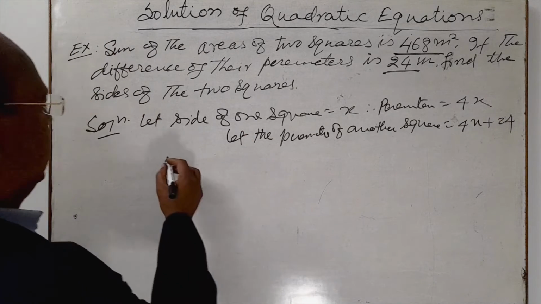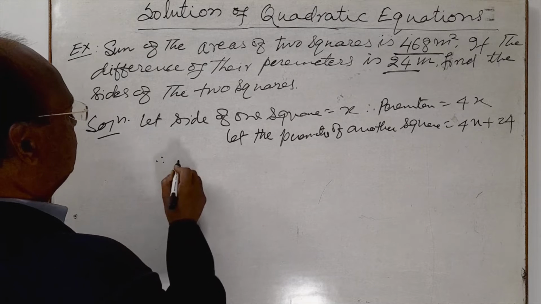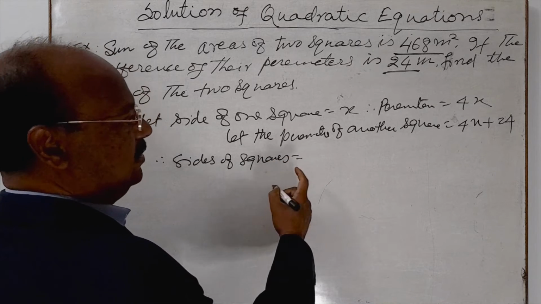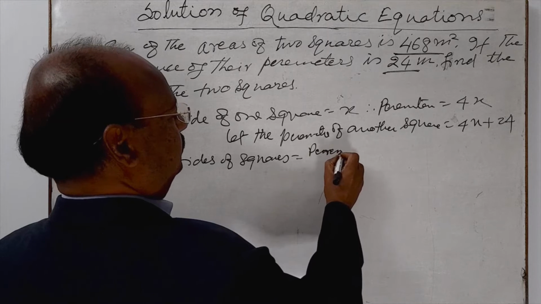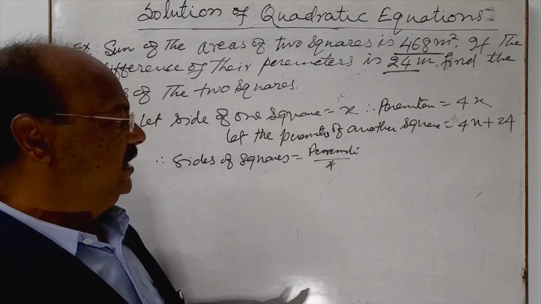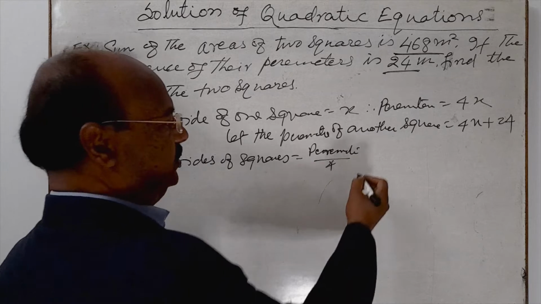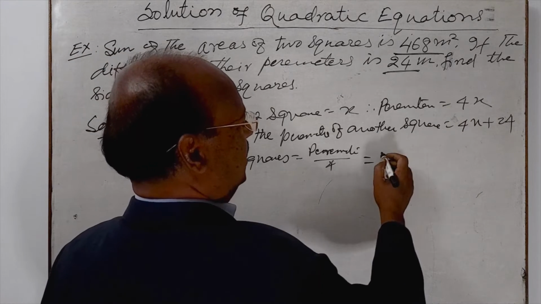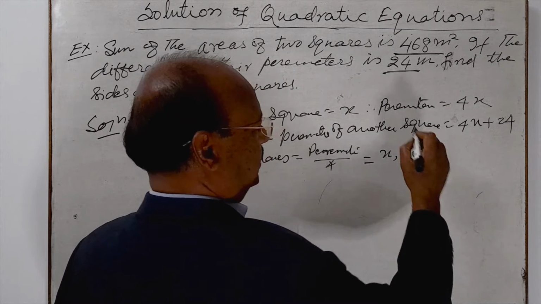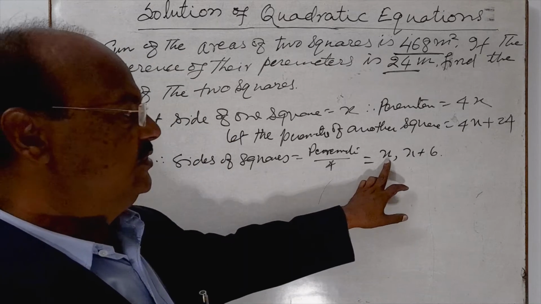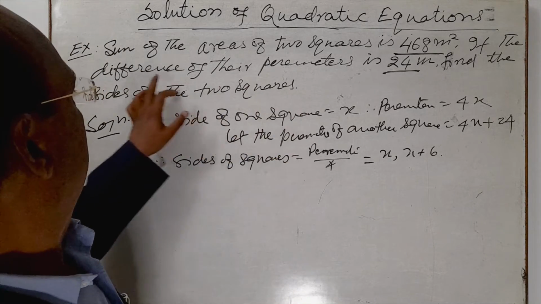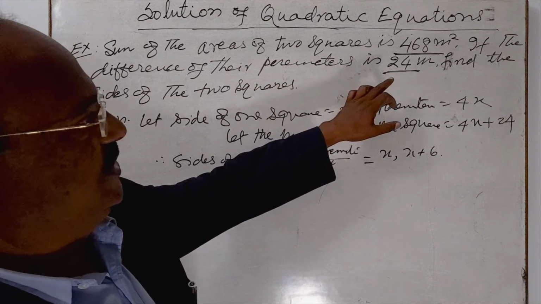So that difference of perimeters of these two squares is 24. Correct? So therefore sides of the squares will be how much? You know side will be perimeter by 4. In a square, each side is equal. So clearly, side of square is perimeter by 4. So side of one square is x and side of another square is divided by 4, you will get x plus 6. So this is the side of one square. This is the side of another square. Clear?